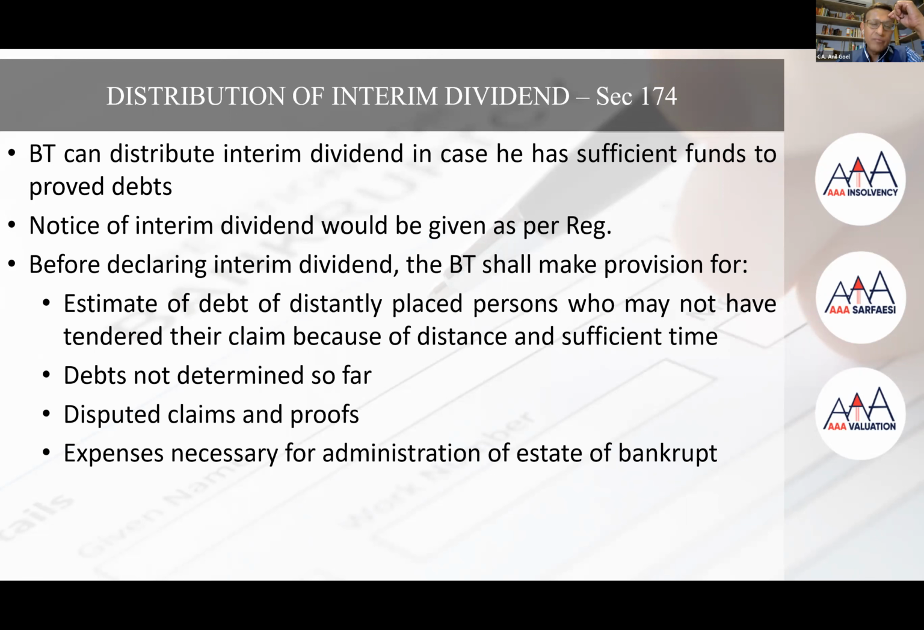So in case the BT has some money, before the distribution the BT's obligation is to keep a reserve for these four items. One is the estimate of debt of distantly placed persons who have not filed their claim, and debt not determined so far, because there may be some debts which are disputed or contingent, then disputed debts and claims, and then expenses on the administration. We also do this presently in liquidation cases. Whenever we have money from the proceeds of sale of assets, we do not distribute the entire amount while we do an interim dividend. We keep some money for liquidation cost.